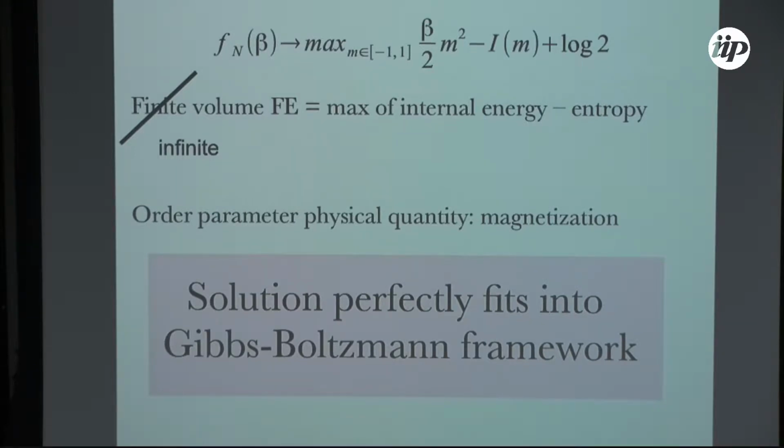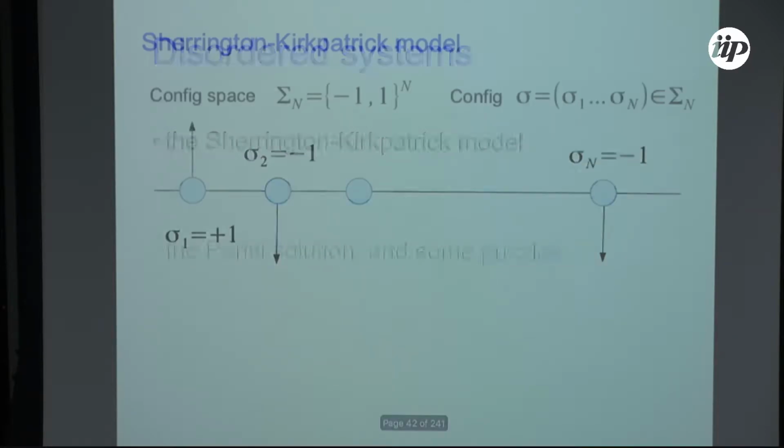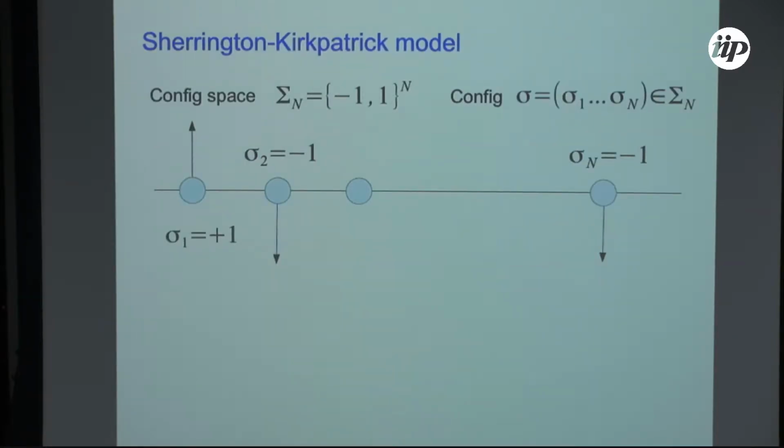It's neat and clear. But what about as soon as we introduce disorder? Things get a bit more puzzling. So the prototype of disordered, mean-field systems is definitely the SK model, which is essentially the same setting as in the Curie-Weiss model.